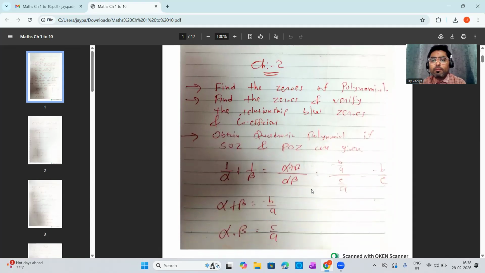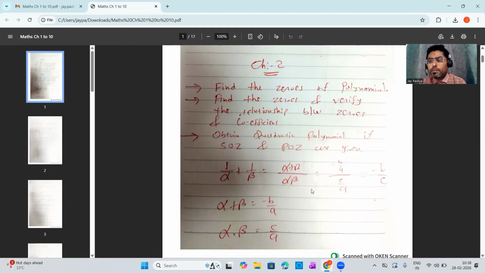In the second chapter, Polynomials, right? The first topic is to find the zeros of a polynomial. It means that they give you one polynomial itself, and ask you to find the zeros of that polynomial, such as x square plus 7x plus 10. Okay, it's an illustration of chapter number 2, right? The same kind, I think, six sums you have in the textbook.